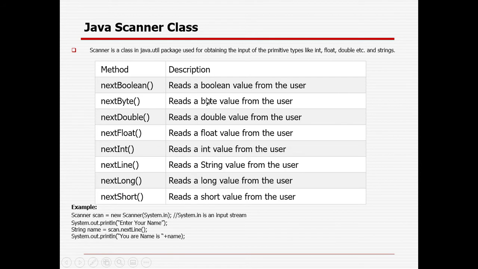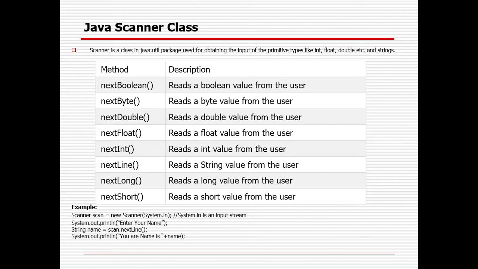There are 8 primitive data types, like byte, long, short, integer. These are the different data types available. String is not a primitive data type. It is a non-primitive data type, right? Character is a primitive data type. That is the reason it behaves in a different way. nextLine is used for reading a string value.